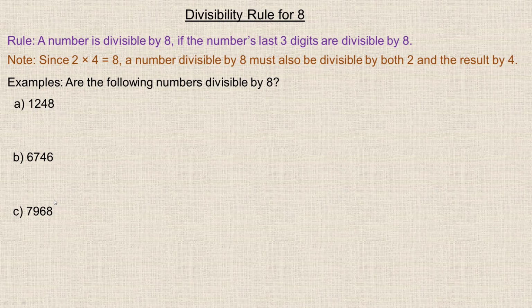I'm going to do 2 or 3 examples here, and 2 more on the next page. So the questions, of course, are the following numbers divisible by 8? So 1248 is the first one. Now the last 3 digits, the only digits we really need to look at are the 2, 4, and 8, so 248.